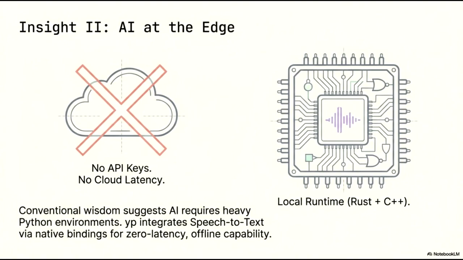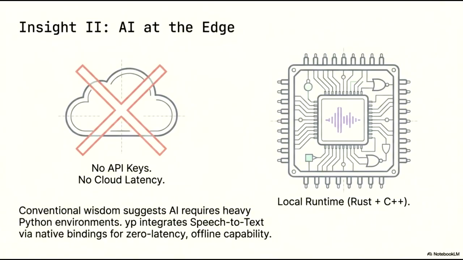Conventional wisdom suggests that AI requires heavy Python environments and constant cloud connectivity. However, we are moving beyond that paradigm. By eliminating the need for API keys and removing cloud latency, we ensure zero-latency offline capability.